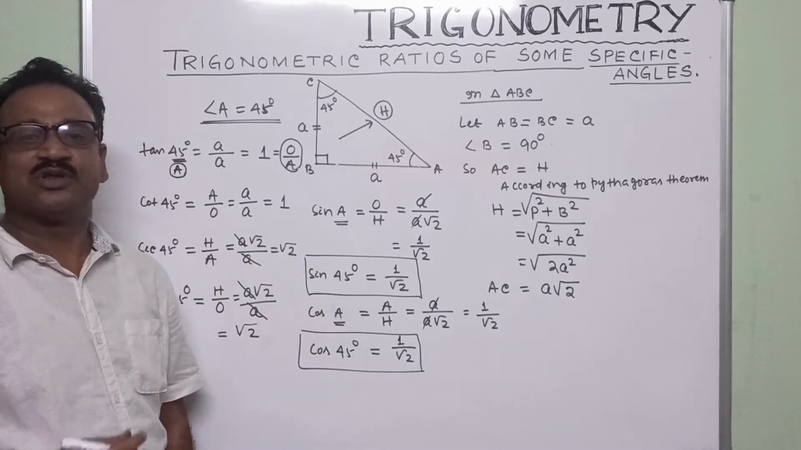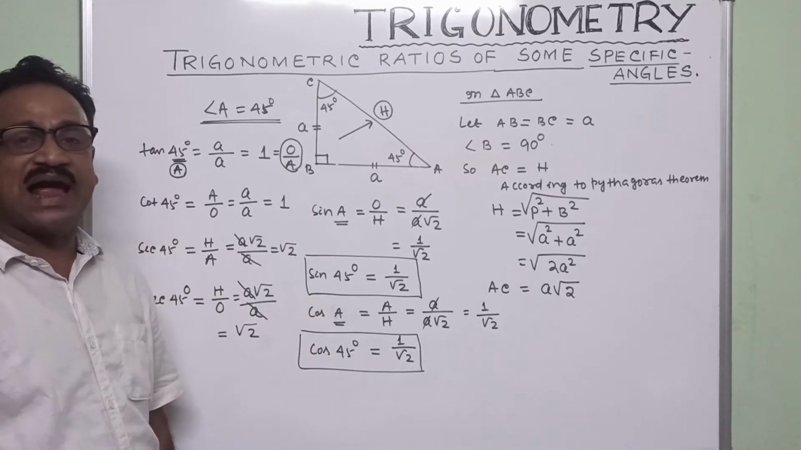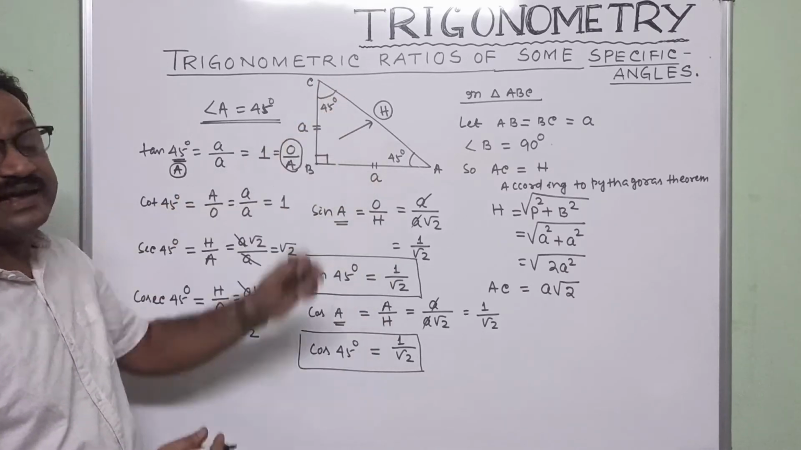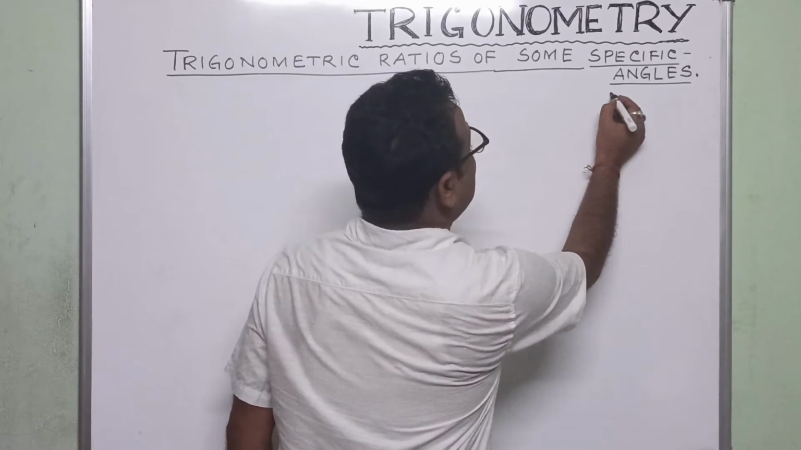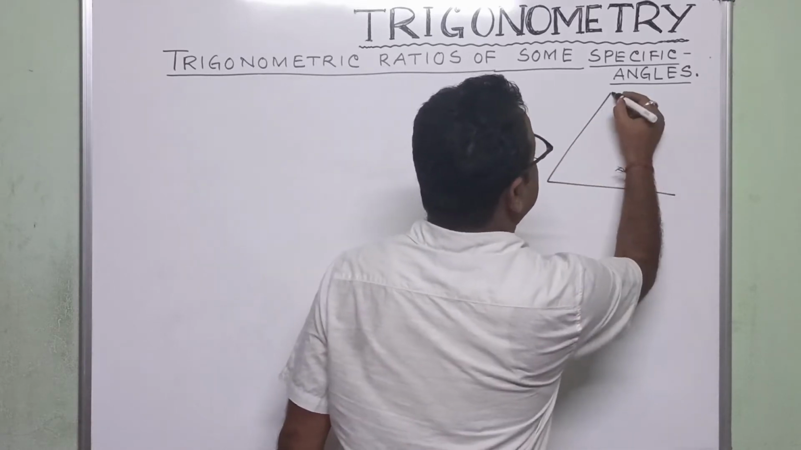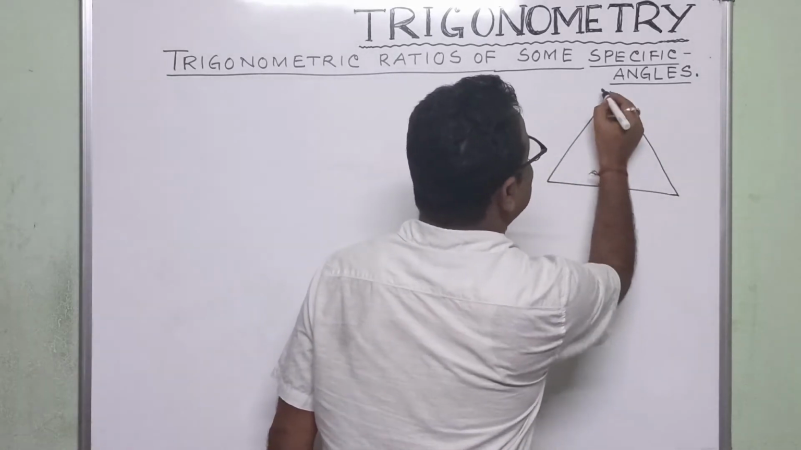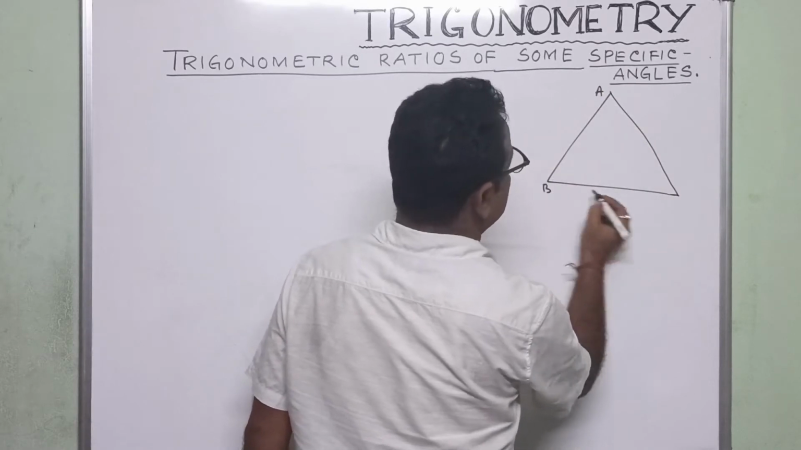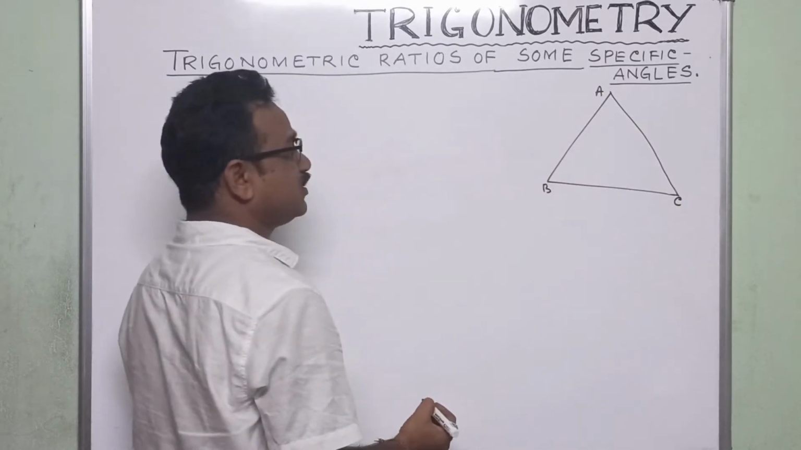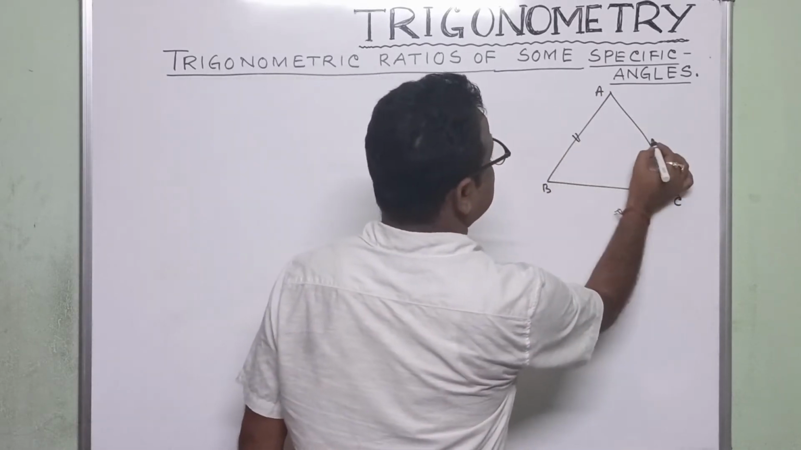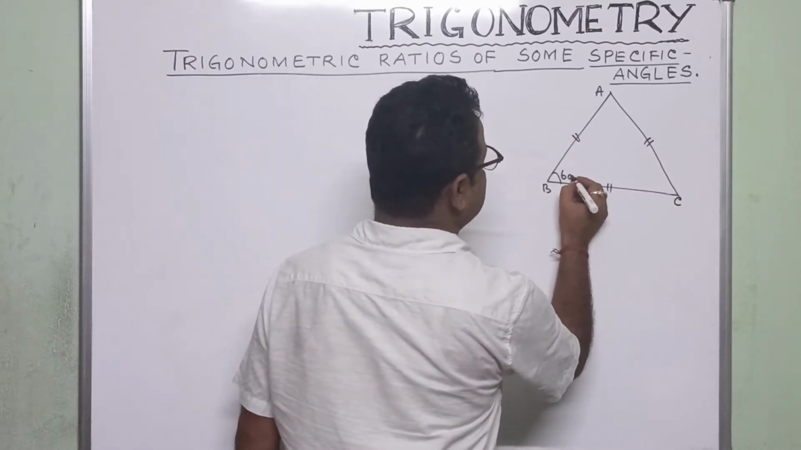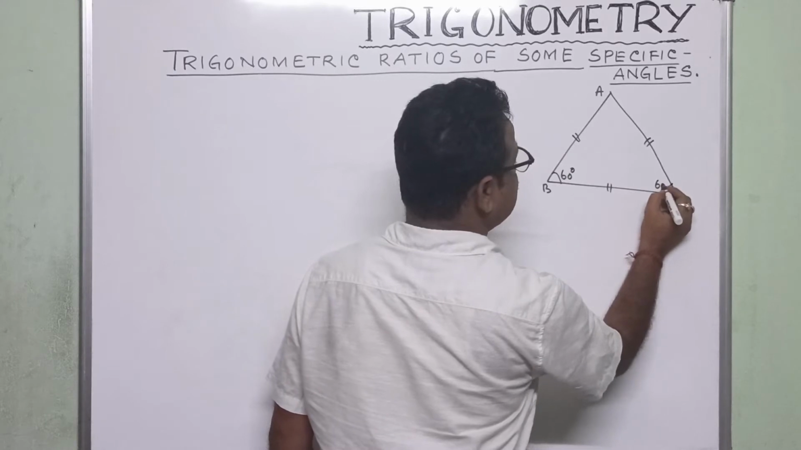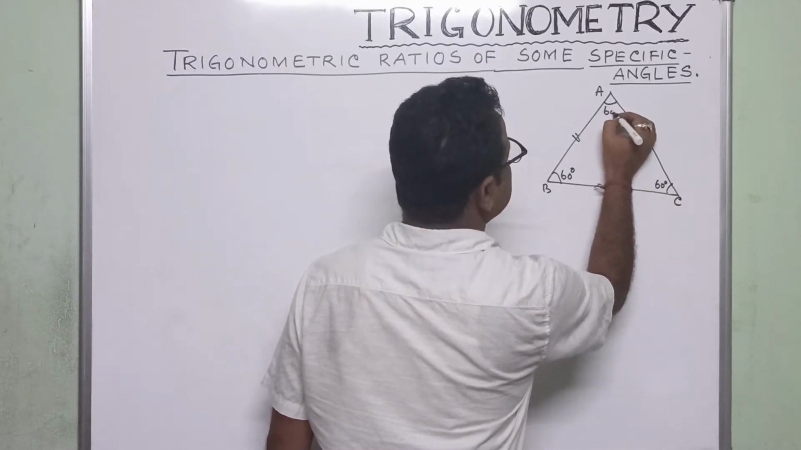Now we'll find the values of 30 degree and 60 degree by taking another triangle. Take an equilateral triangle ABC. All sides are equal, so this is 60 degree, this is your 60 degree, and this is also 60 degree.